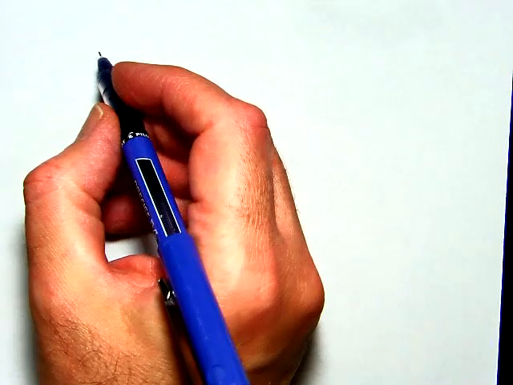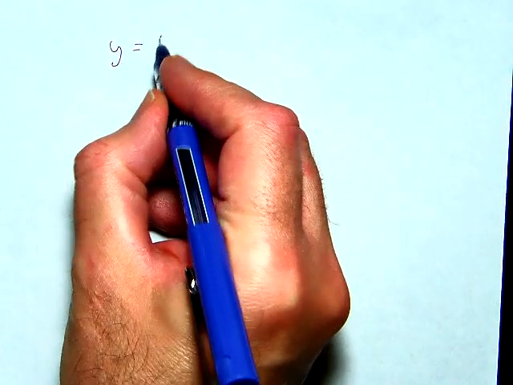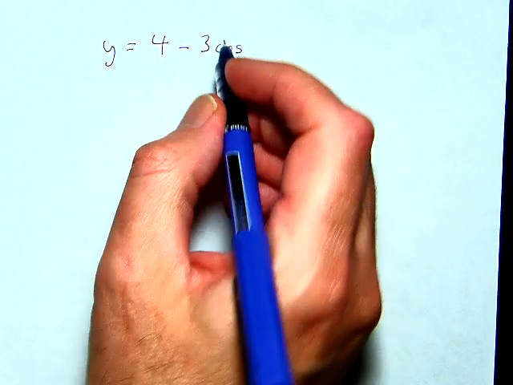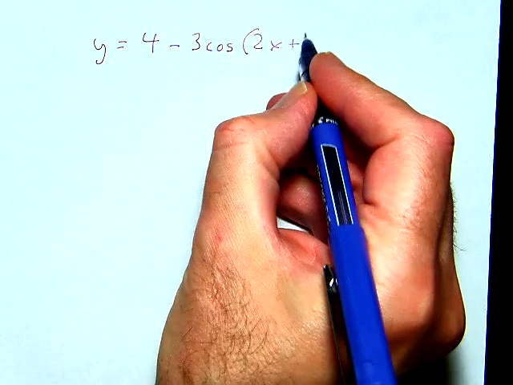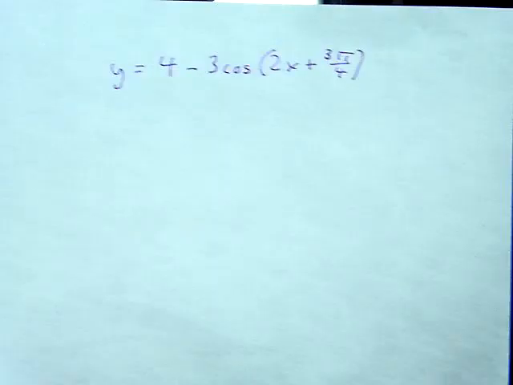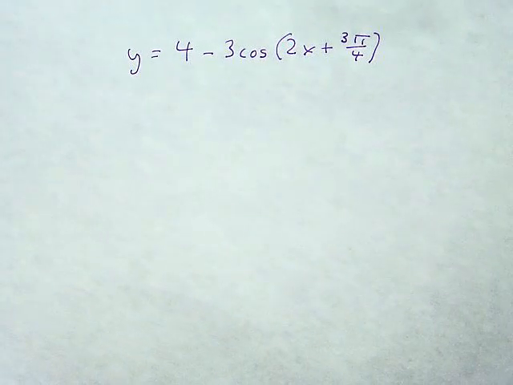So I'm going to demonstrate two very closely related ways of graphing a cosine or sine function that has a given amplitude, phase shift, and vertical shift. So for example, let's focus on this one example, y equals 4 minus 3 times the cosine of 2x plus 3 pi over 4.